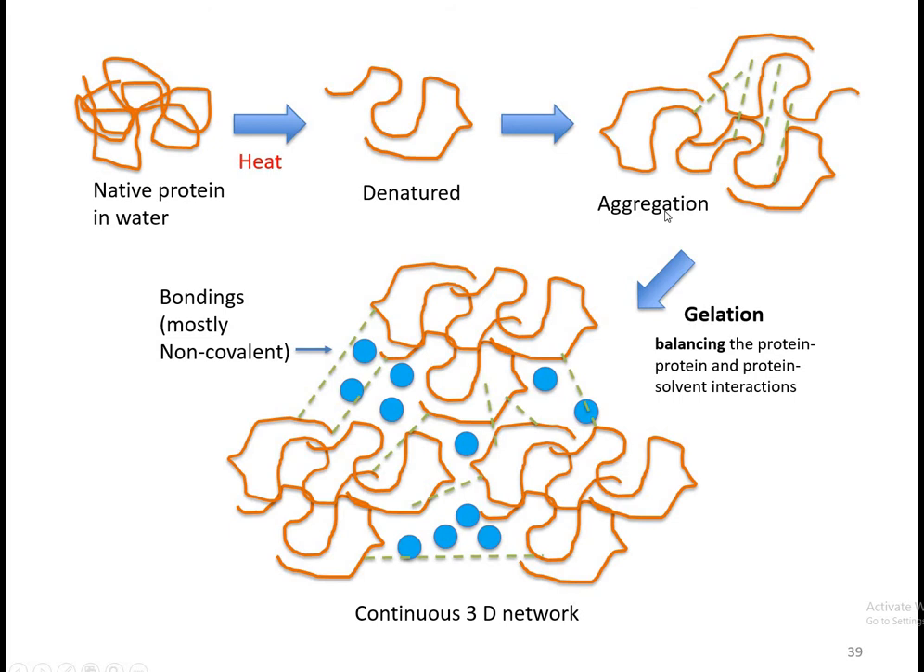Leave it to heat for longer. There's going to be real gelation, i.e. we achieve the balance between the protein-protein and protein-solvent interactions. At this stage, you see aggregates starting to form through non-covalent bonding, maybe electrostatic or hydrophobic. Because of this, you see the blue there. We are starting to entrap more and more water. This network is considered continuous and three-dimensional. A gel is formed.